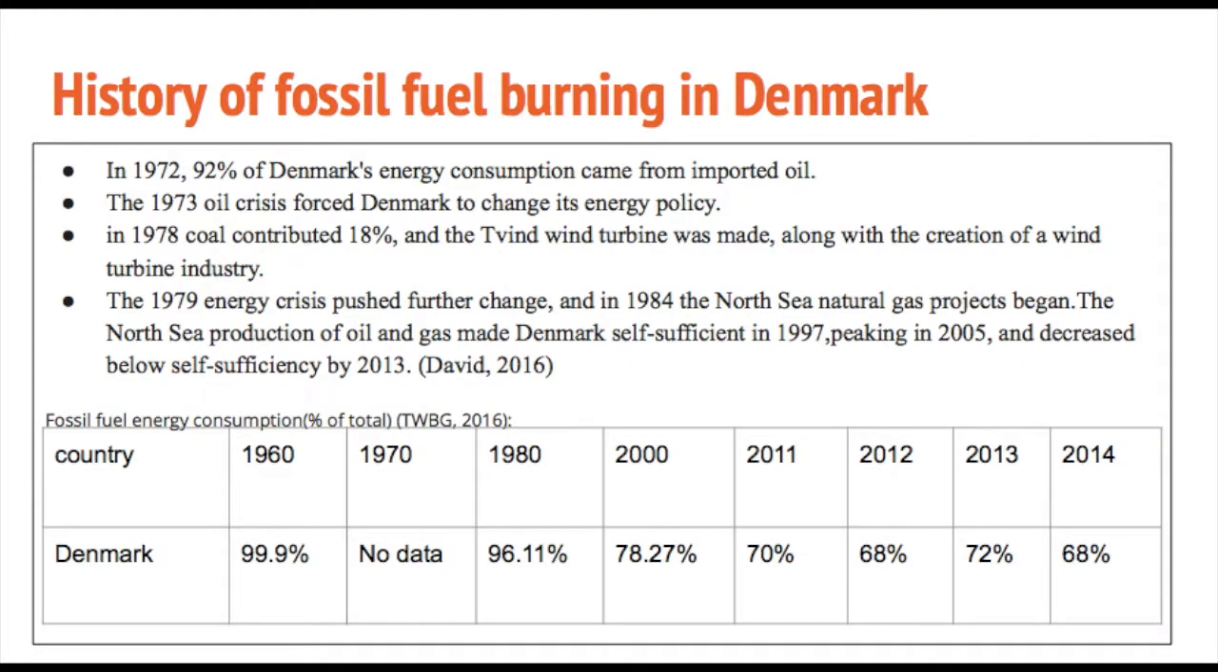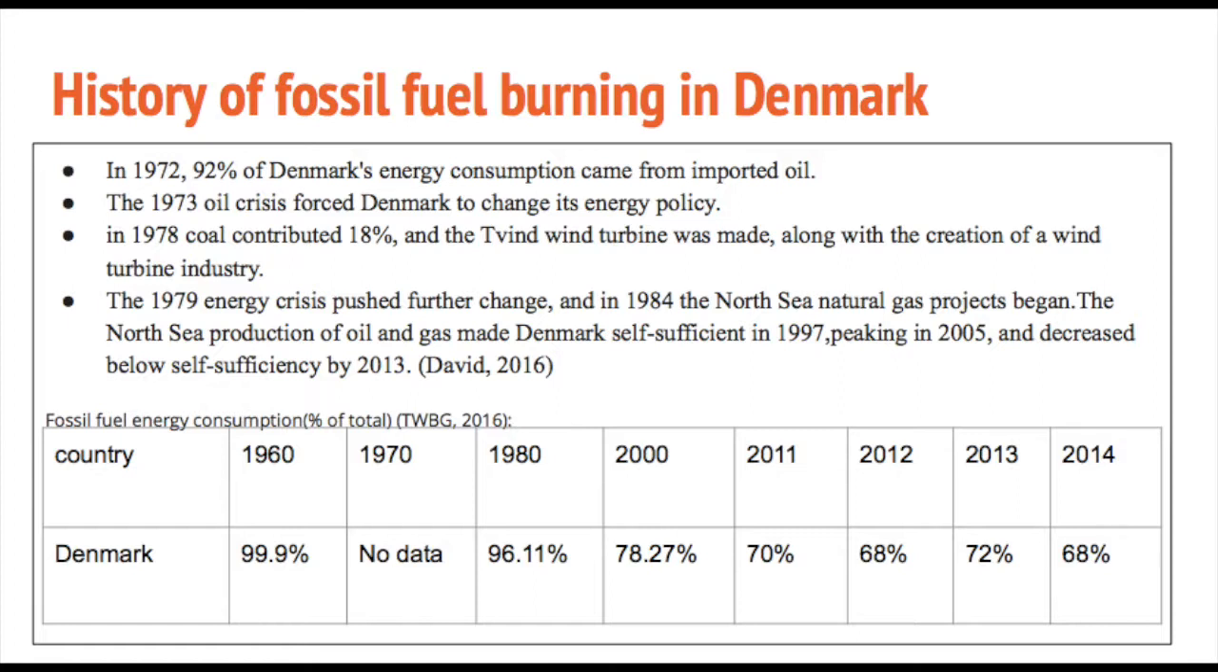History of fossil fuel burning in Denmark. In 1972, 92% of Denmark's energy consumption came from imported oil. The 1973 oil crisis forced Denmark to change its energy policy. In 1978, coal contributed 18%, and a wind contribution was made, along with the creation of the wind industry.